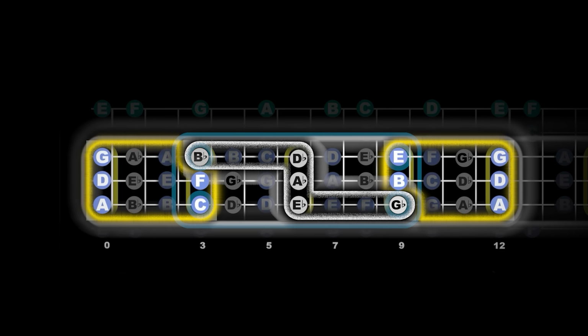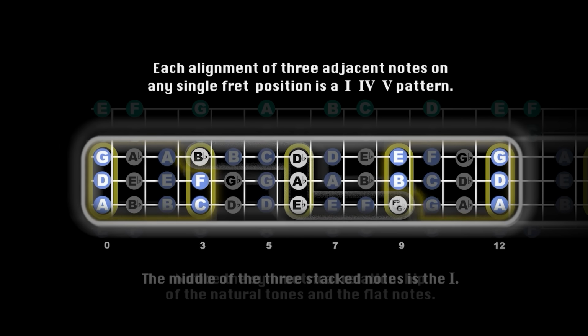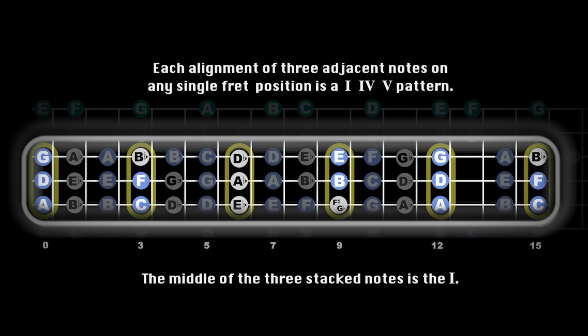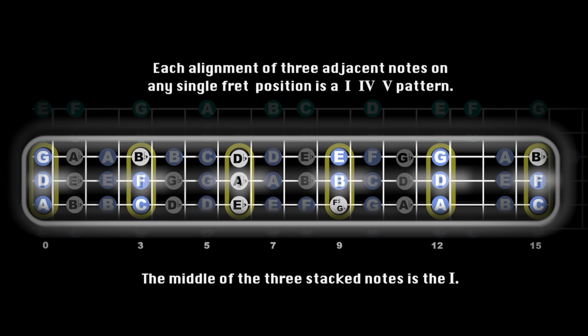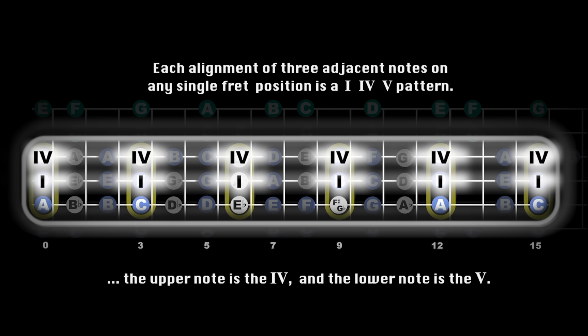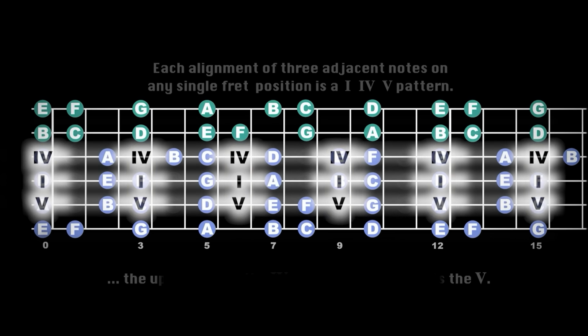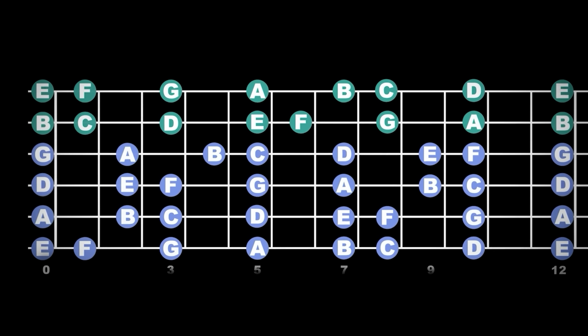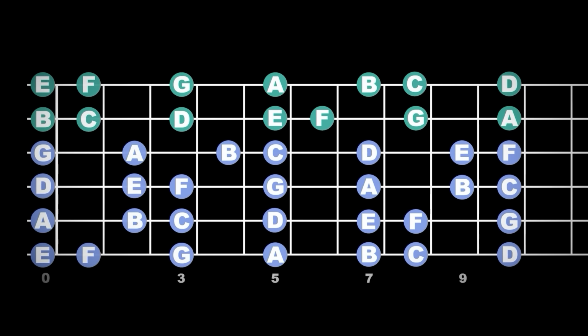Returning to a wider view, we can see that each alignment of three adjacent notes on any fret position is a 1-4-5 pattern. The middle note is the 1, the upper note is the 4, and the lower note is the 5. These note positions are the roots of all the major and minor chords in every key.